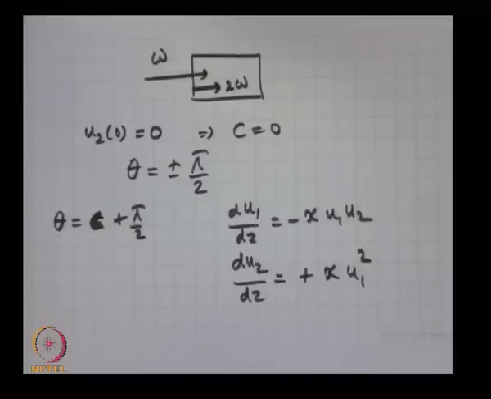So as far as second harmonic generation from fundamental is concerned, the phase of the second harmonic automatically gets fixed at plus pi by 2. The generation is such that phi 2 minus 2 phi 1 is equal to plus pi by 2. It's fixed by the interaction process.